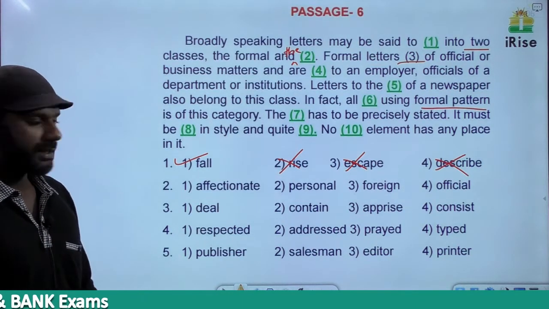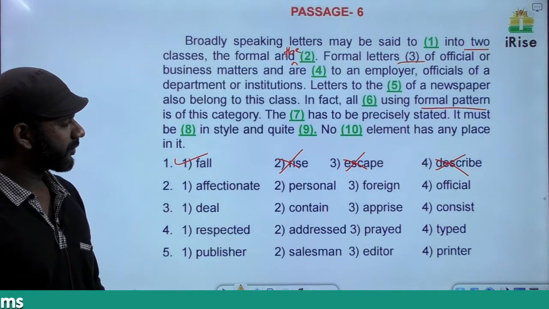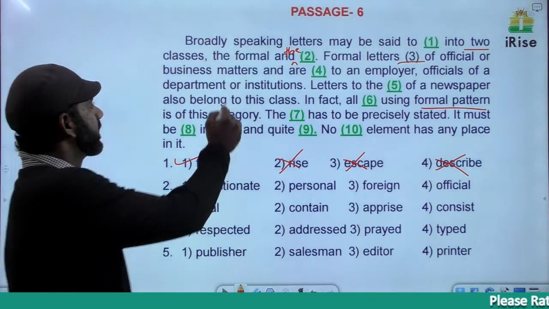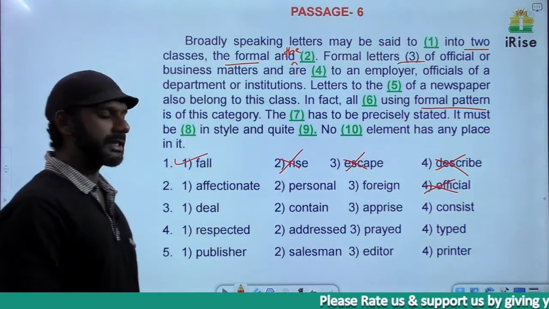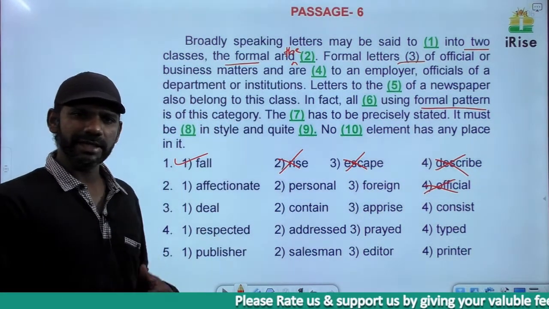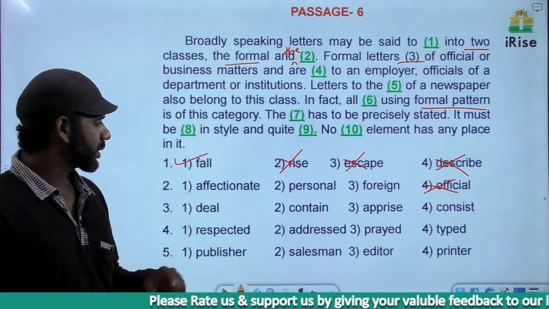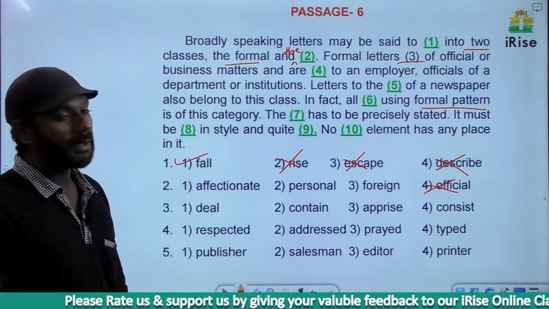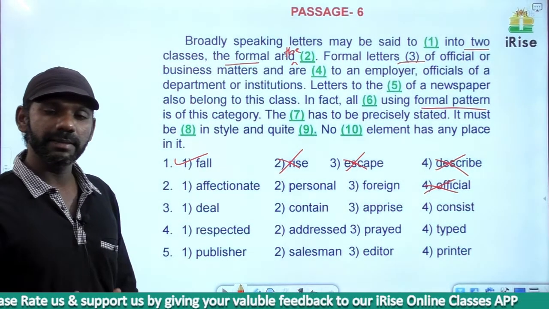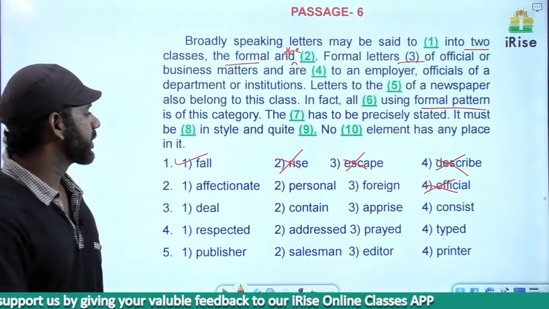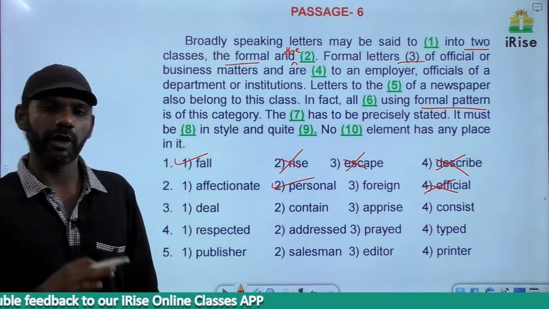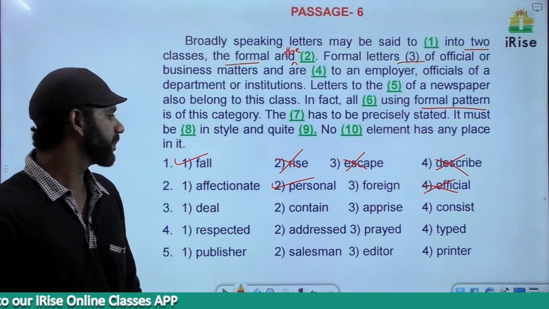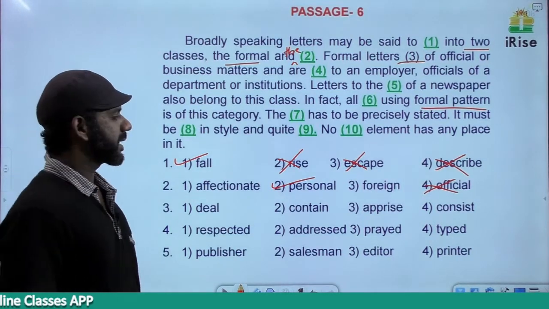Now all the options are affectionate, personal, foreign, official. The formal is the same as official, so option 4 is eliminated. Nothing like affectionate letters, leave it there. I'll come back to it. The formal and personal makes sense. Personal means like unofficial. So the formal and the personal makes sense. They are two different entities. The formal one and the personal one. Nothing like foreign letters, eliminated.